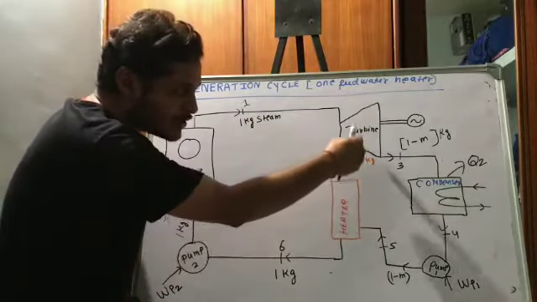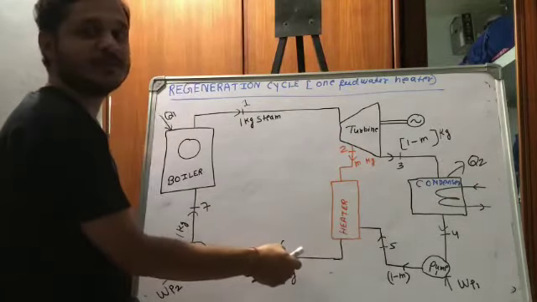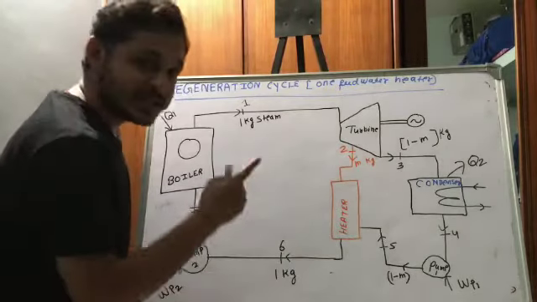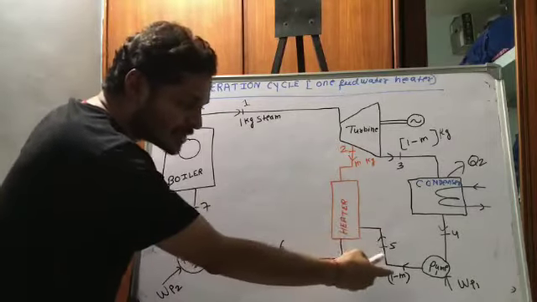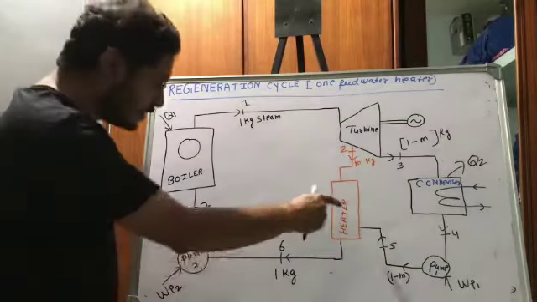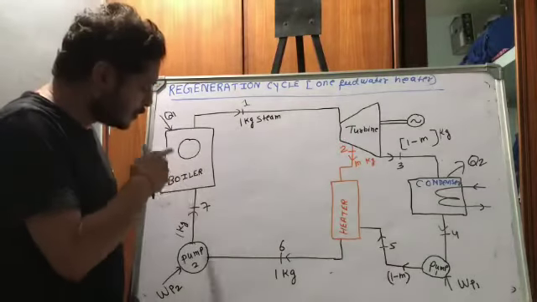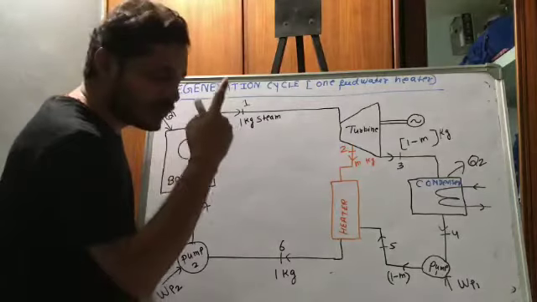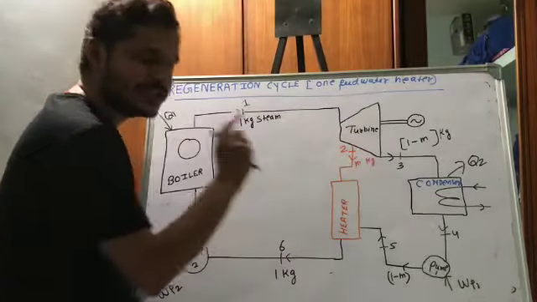So m kg of steam and 1 minus m kg of water will again become 1 kg here. What is happening exactly in the heater? In the heater, heat is provided from the steam to this 1 minus m kg of water before it enters the boiler. It means the heat input to the boiler will decrease by the amount of heat we are providing from this m kg of steam in this heater.